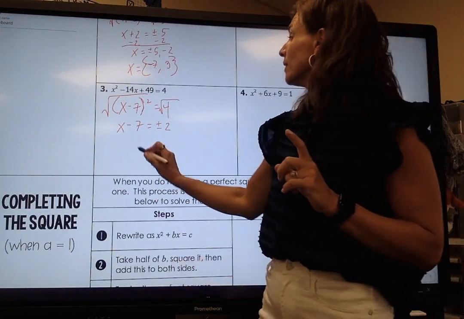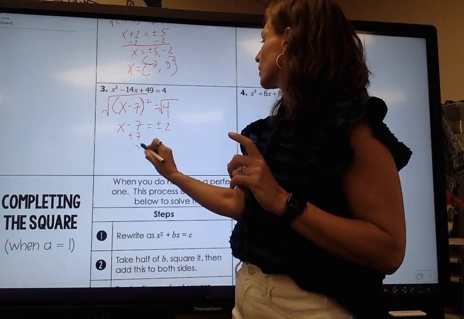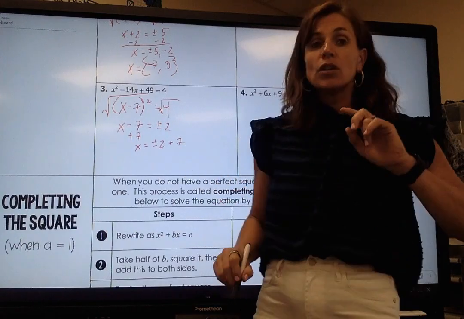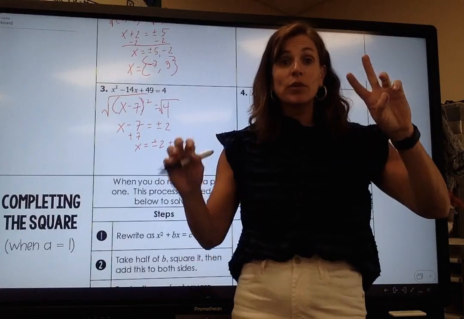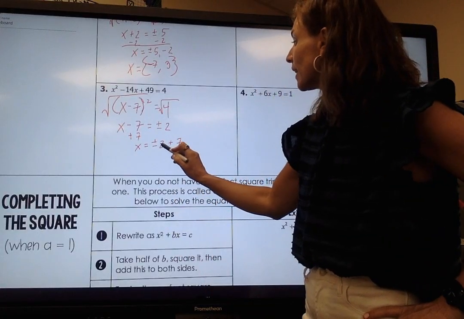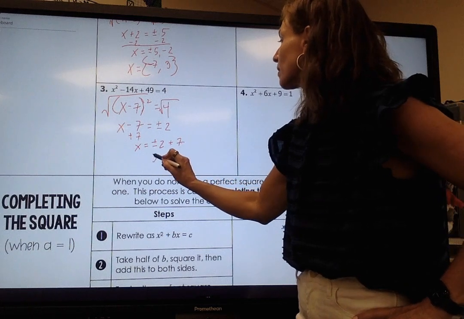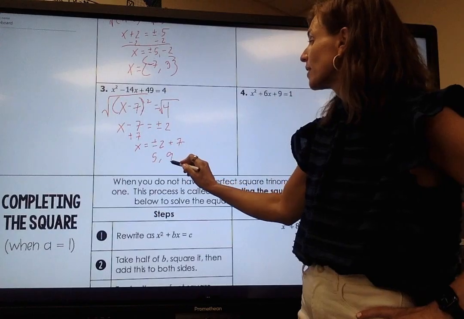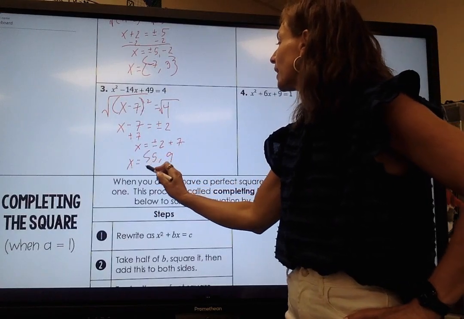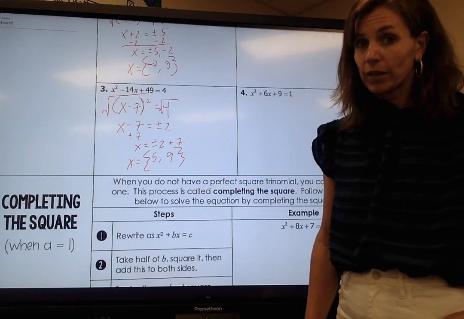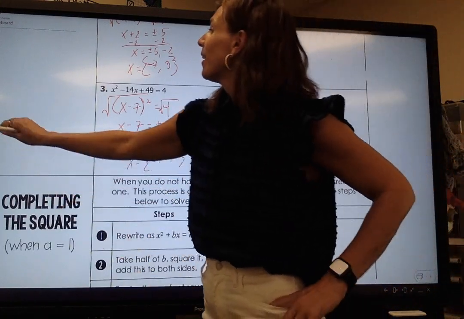You're adding 7 to both sides. So I get x equals plus or minus 2 plus 7. You have to do this equation 2 times. You have 2 separate answers, because you have negative 2 plus 7, which is a positive 5, and you have a positive 2 plus 7, which is 9. So that's what's creating those 2 separate numbers. Hopefully that's making sense. All right.